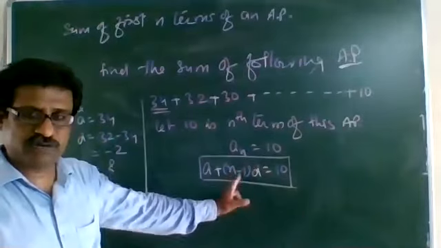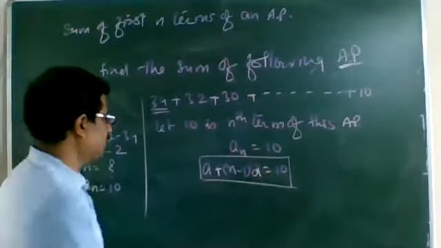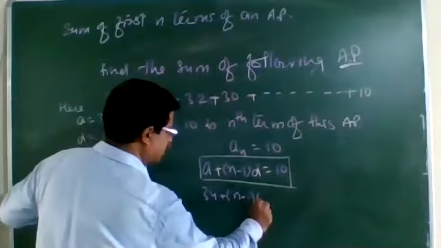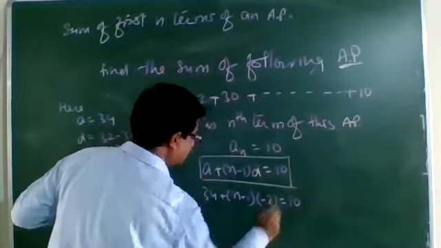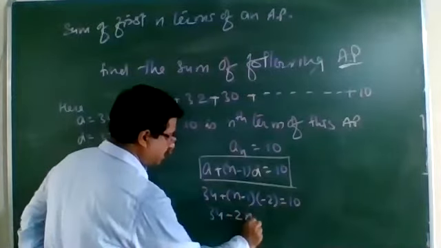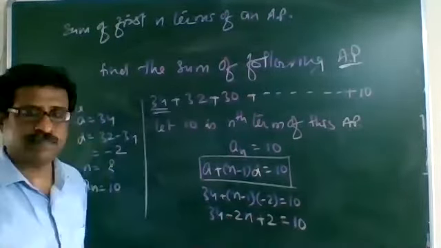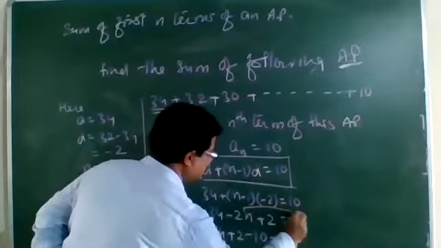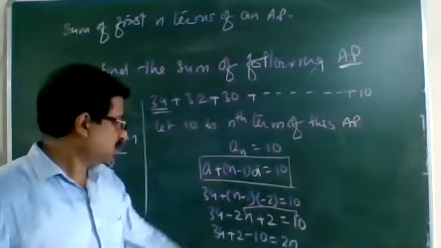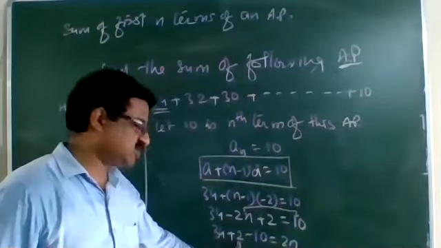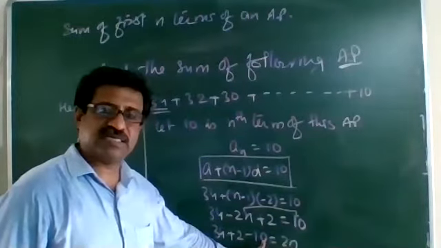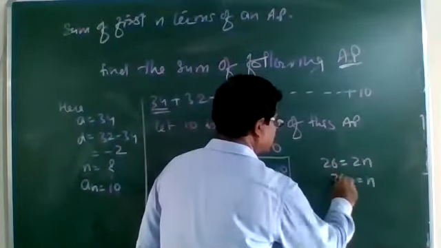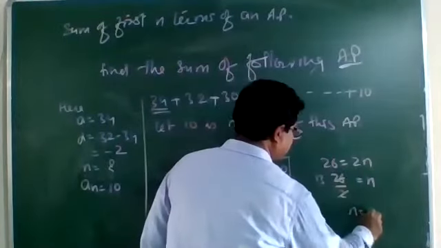We substitute the values; we first try to find n, and then we find Sn. a is 34, the number of terms is not given, the value of d is minus 2, and the value of an is 10. It becomes 34 minus 2n plus 2 equal to 10, or 34 plus 2 minus 10 equal to 2n. If you transpose the 2n to the other side it becomes plus 2n. 34 plus 2 is 36, 36 minus 10 is 26. Therefore, 26 equal to 2n, or n equal to 26 upon 2, that is 13. The value of n we got as 13.